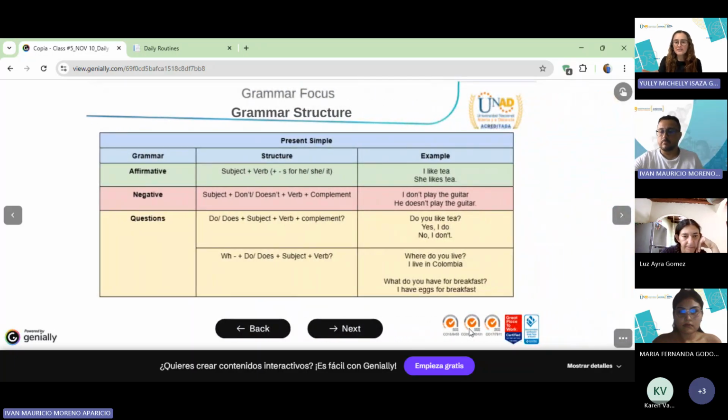So this is the grammar structure. It's like a summary of what we are talking about. We have the affirmative, like I explained, the negative form, but in this case, you have the question. What happens with the question, my girls? So we have do or does. It's like we had an S, como una X. In a question, we are going to put in first place, vamos a colocar de primerito, the auxiliary. It depends on the subject, okay? You can use do or you can use does.